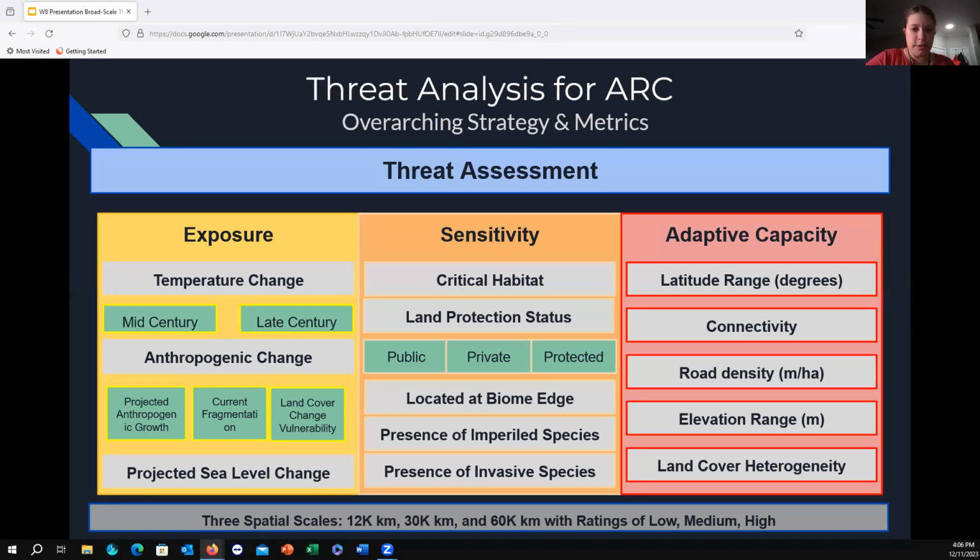The sensitivity criterion will be explored through the presence of federally recognized critical habitat, land protection status, whether the PARCA or its buffers are located on the edge of a biome, the presence of imperiled species, and the presence of invasive species. The adaptive capacity criterion will be established through the latitude range, connectivity, road density, elevation range, and land cover heterogeneity.